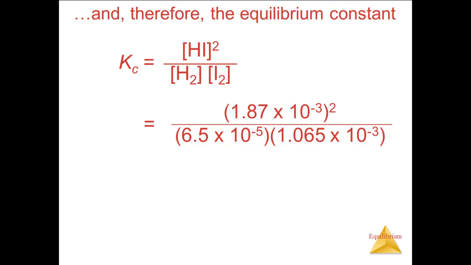The concentration of HI is 1.87 times 10 to the minus third molar. The concentration of H2 is 6.5 times 10 to the minus fifth molar, and the concentration of I2 is 1.065 times 10 to the minus third molar. When we do the calculation, we get Kc equals 51. There are only 2 sig figs here because the concentration of H2 has only 2 sig figs.